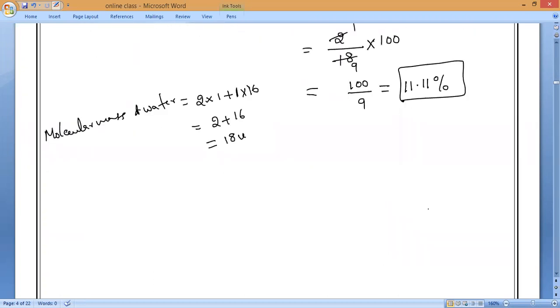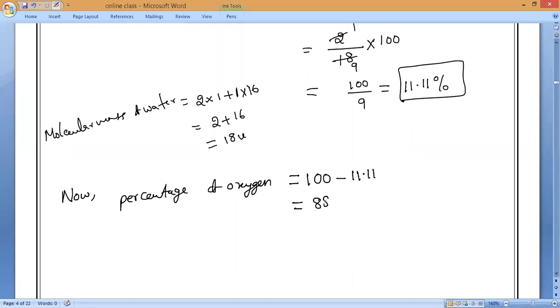Now what is remaining is the percentage of oxygen, which we can find in 2 ways. What are the 2 ways, Akilan? Yes, subtract from 100, sir. One way is 100 minus 11.11. If you have done that, how much will the answer be? 88.89 percent.